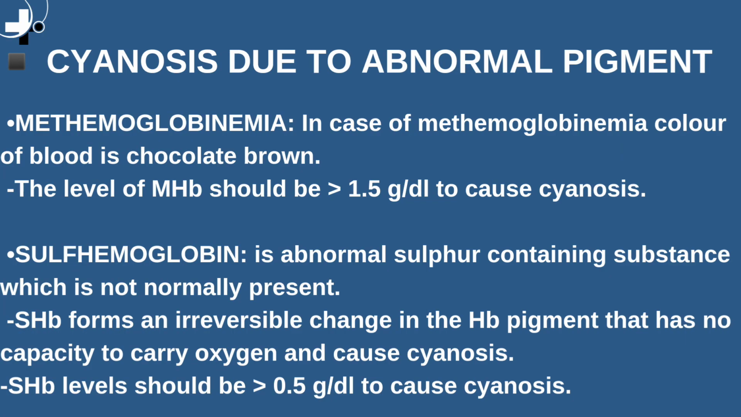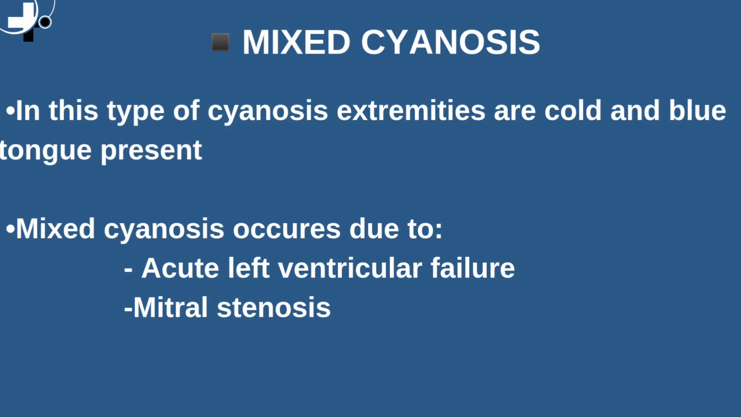Cyanosis due to abnormal pigment, like methemoglobin and sulfhemoglobin. Mixed cyanosis. In this type of cyanosis, extremities are cold and blue tongue is present. Mixed cyanosis occurs due to acute left ventricular failure, mitral stenosis.